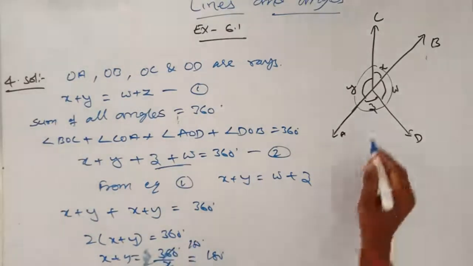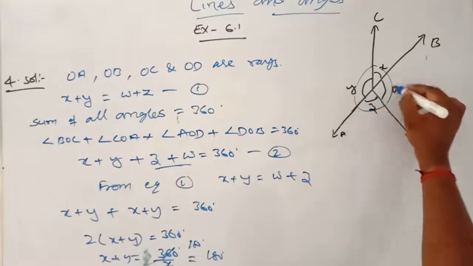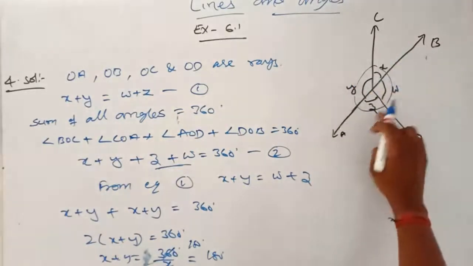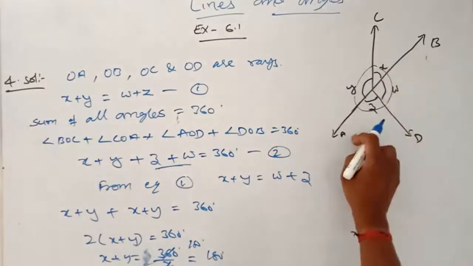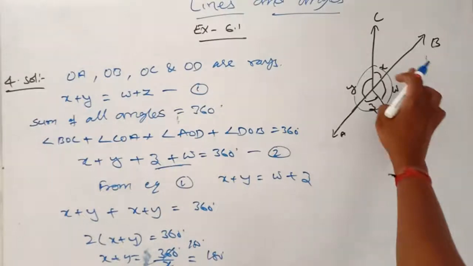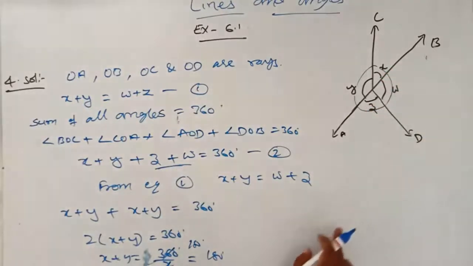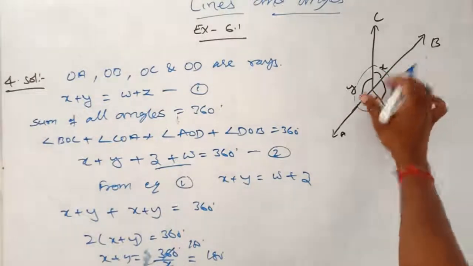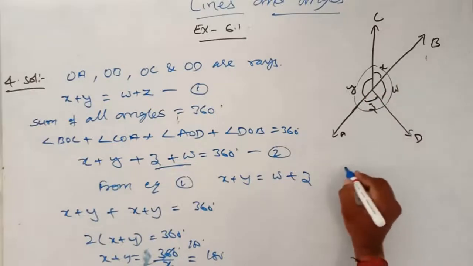Now this x plus y, I got the value 180. Then automatically, since x plus y is equal to w plus z is given, it is also 180. Now if the sum of two adjacent angles with a common arm is equal to 180, then it is a straight line.